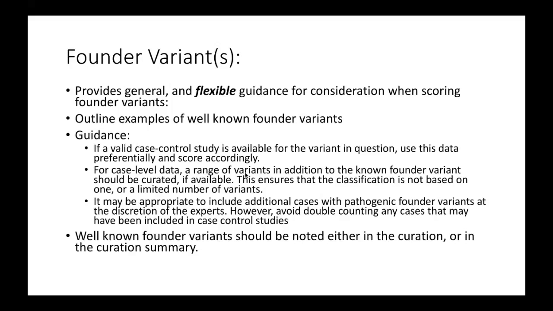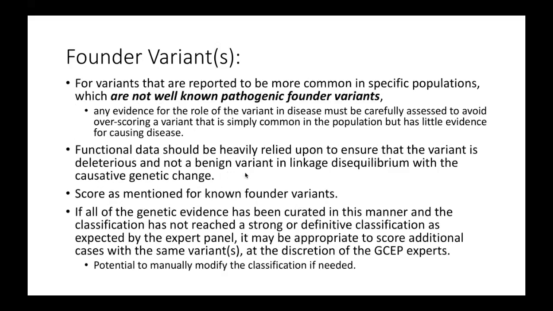So well-known founder variants should be noted either in the curation or in the curation summary. Some groups may decide not to score them, but you do definitely want to encourage noting these founder variants within the evidence curation summary. Also, for variants that are reported to be more common in specific populations, but are not well-known pathogenic founder variants, any evidence for the role of the variant in the disease must carefully be assessed to avoid overscoring a variant that is simply common in the population but has little evidence for causing the disease. Again, you don't want to inflate that classification.